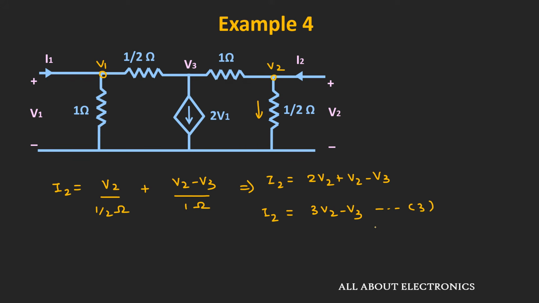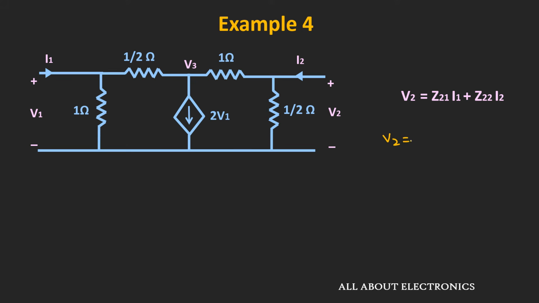So now let us put the value of V3 in the third expression. That means V3 is equal to V2 divided by 3. So we can say that current I2 is equal to 3V2 minus V2 divided by 3, that is equal to 8V2 divided by 3. Or we can say that voltage V2 is equal to 3 by 8 times I2. Or if we write the same expression in a different way, then we can say that voltage V2 is equal to 0 times I1 plus 3 by 8 times I2. And if we compare this expression with the standard Z parameter expression, then we can say that here the Z21 is equal to 0 while the Z22 is equal to 3 by 8.